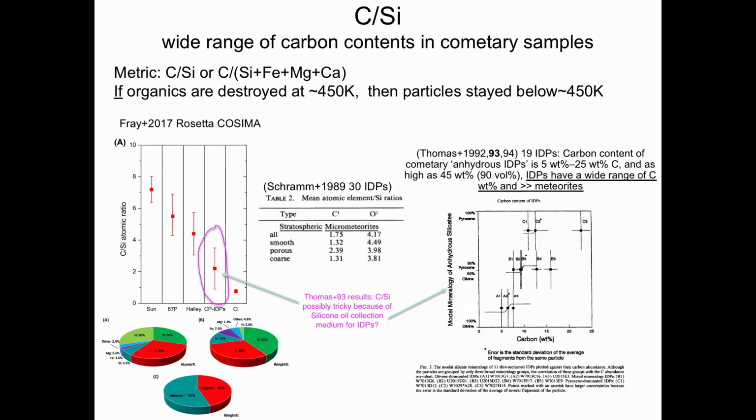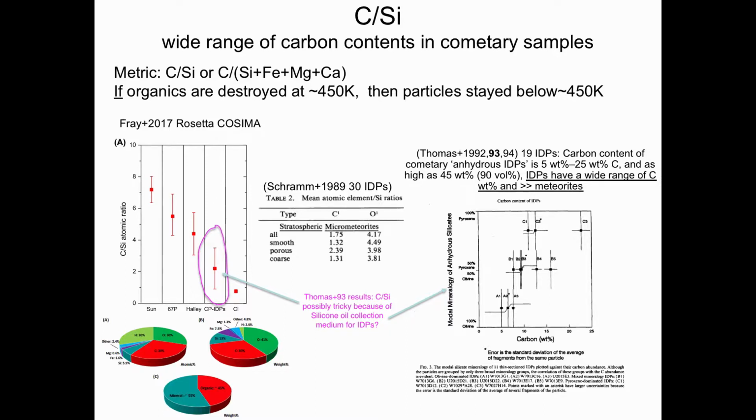But the work that was done was really phenomenal in that it showed that the carbon weight percent in what are thought to be cometary particles, the figure on the lower right, spans from 5 to 25 weight percent. And after this article in 1994, they published an LPSC abstract that indicated one had 45 weight percent carbon, which is 90% by volume.